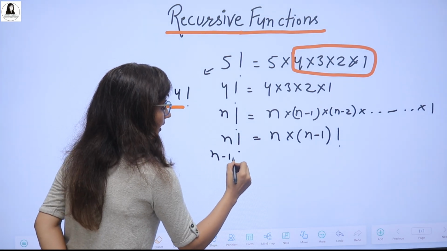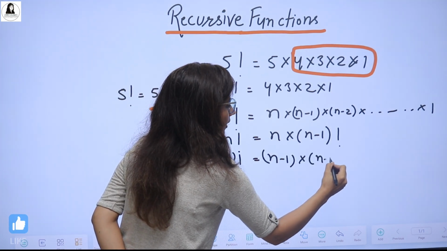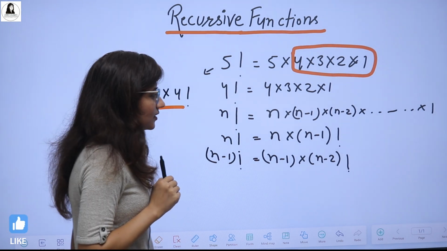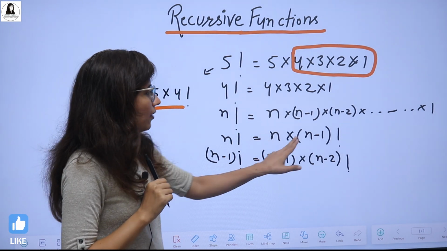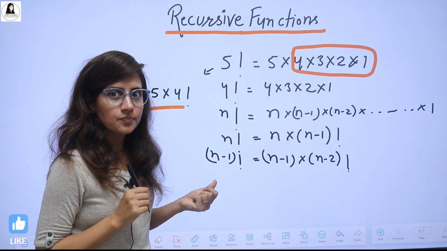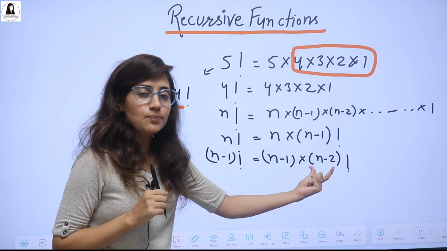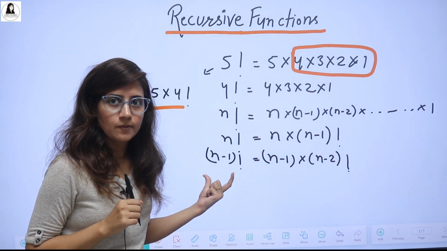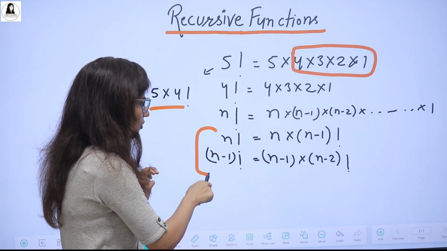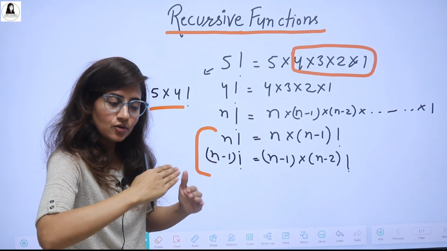And then again n minus 1 factorial, I can write as n minus 1 into n minus 2 factorial. Right? So if I have n minus 1 factorial with me, I just multiply that with n and I'll get n factorial. And to find out n minus 1 factorial, if I have n minus 2 factorial, then I will simply multiply this with n minus 1 and I'll get n minus 1 factorial. Right? So what we are doing here is dividing that larger or complex problem into simpler sub problems.